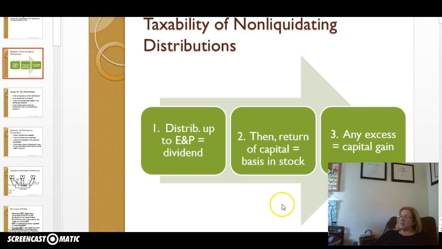and looks at the taxability of non-liquidating distributions. So if you're distributing earnings and profits, that is a dividend, okay? So basically what we're talking about here when we're saying non-liquidating distributions means that you're not liquidating the company, you're just giving a dividend.